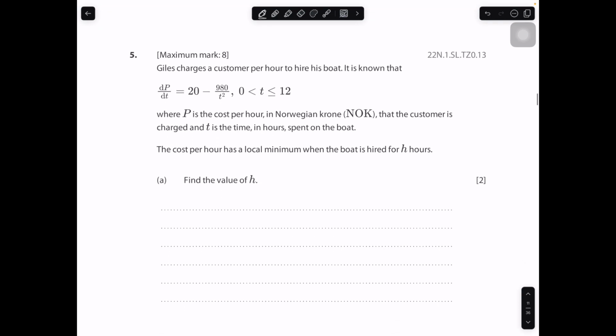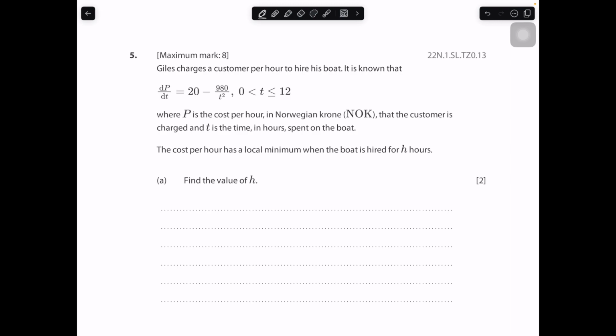Okay, let's go on to question 5. Giles charges a customer per hour to hire his boat. It is known that change in profit over change in time is equal to 20 minus 980 over t squared, where t is greater than 0 and less than or equal to 12. P is the cost per hour, in Norwegian krone, that the customer is charged, and t is the time in hours spent on the boat.